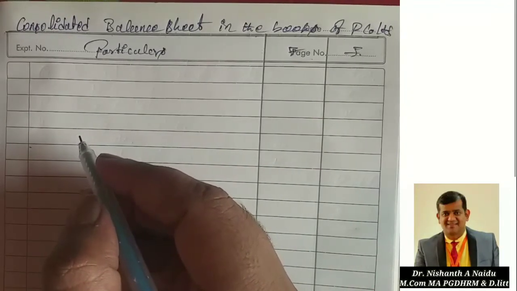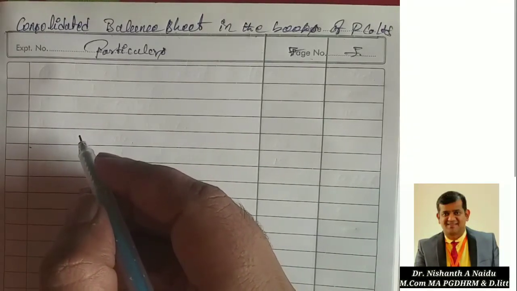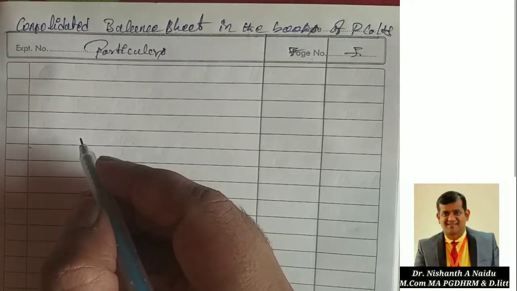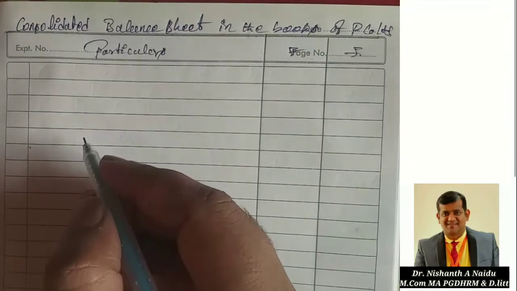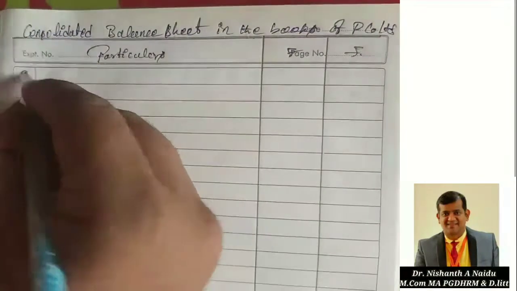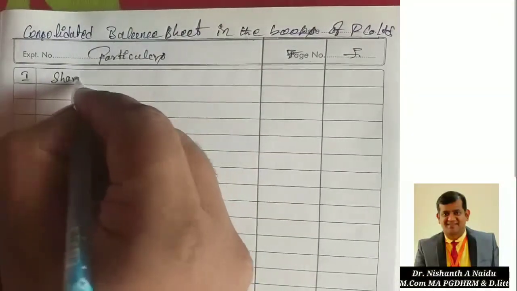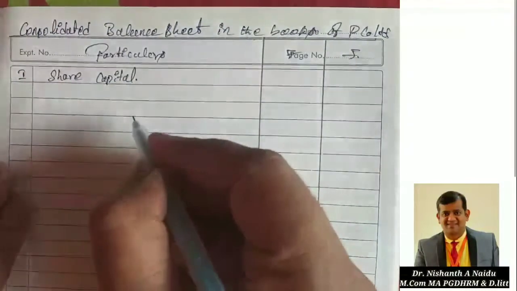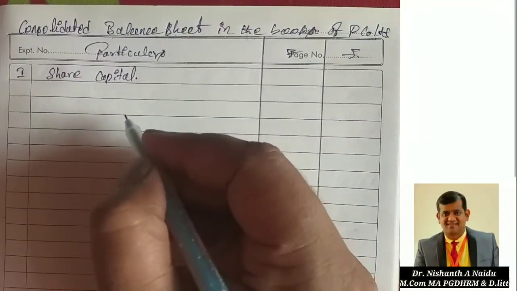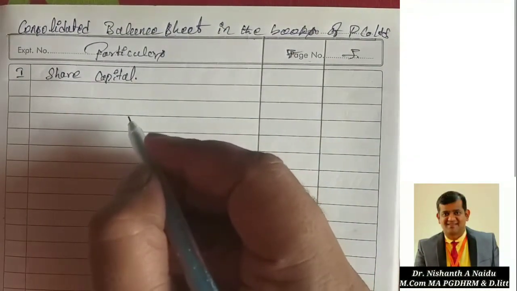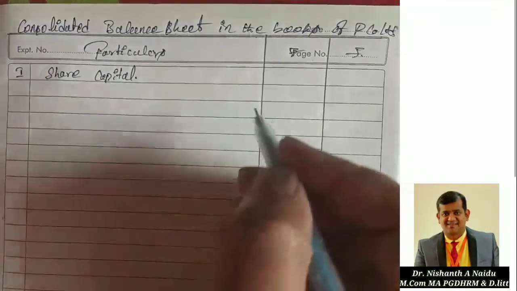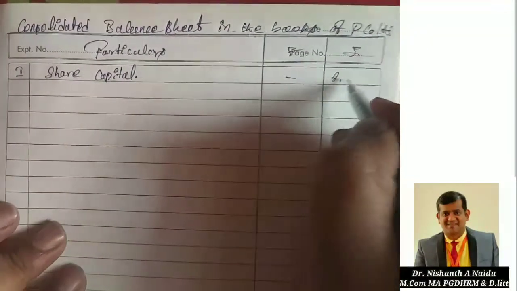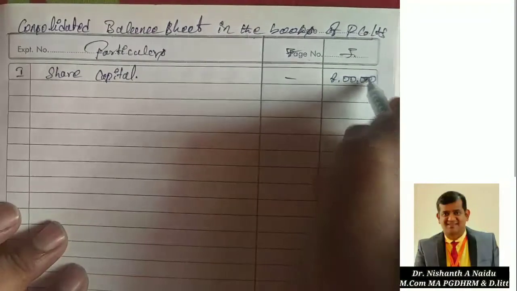Okay, so in the first head, what all you have to write? First main is always share capital, correct? So first main, share capital. So you need to consider only P Company share capital. So P Company share capital, how much they have given? 8 lakh rupees. So directly I am taking 8 lakh rupees.